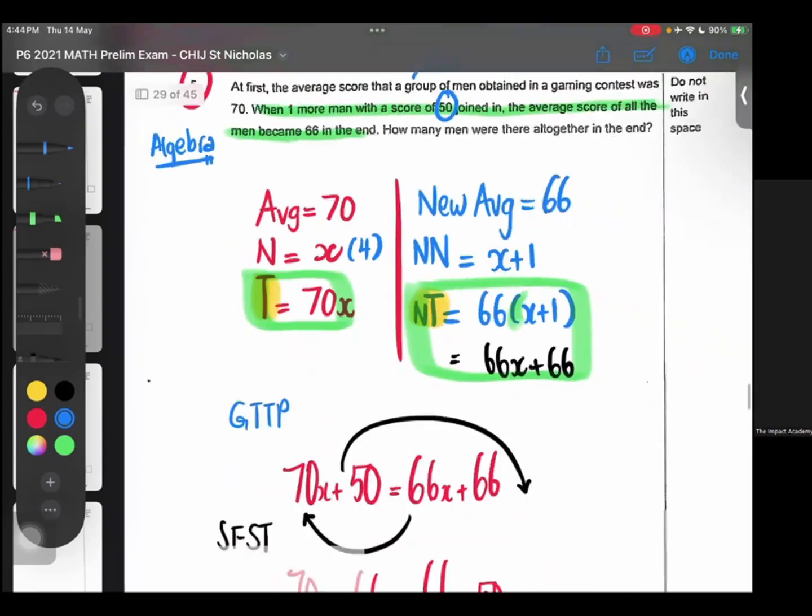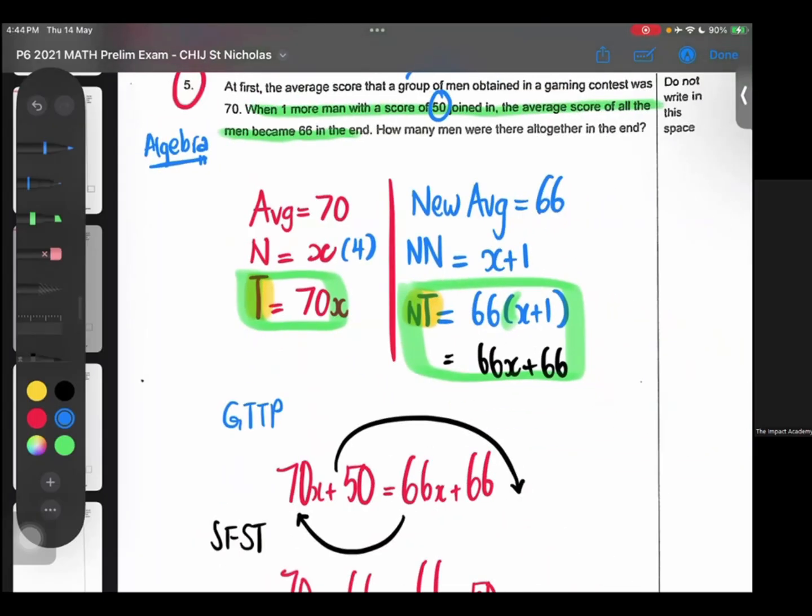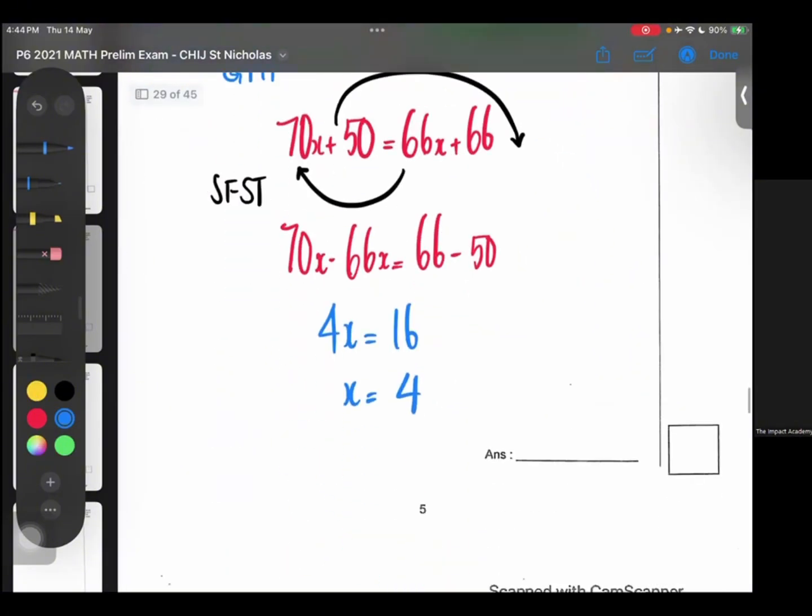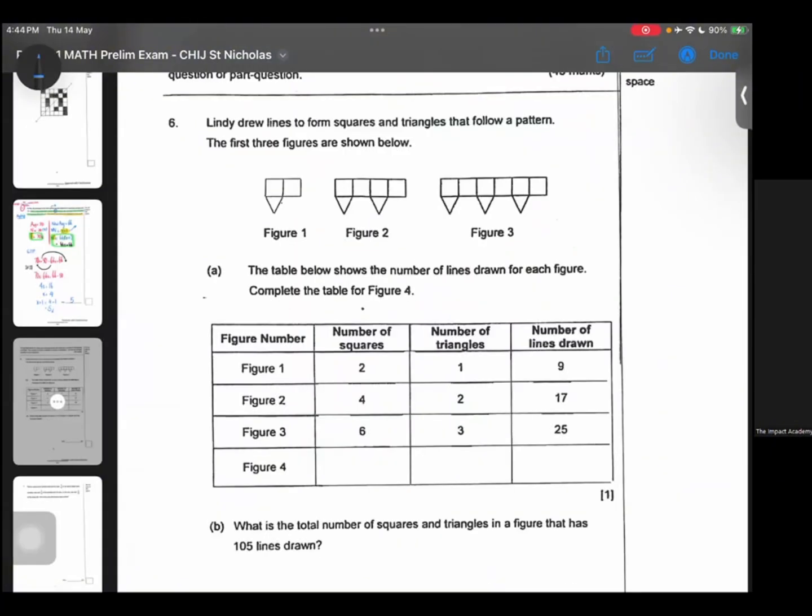Does it make sense to you? But the question is not asking us for the number of men at first. The question is asking us how many men were there altogether in the end. That means I need to fix my eyes on this. That means this basically is X plus 1, which gets me to 4 plus 1, which then gets me an answer of 5. So how many men were there altogether in the end? The answer has to be 5.